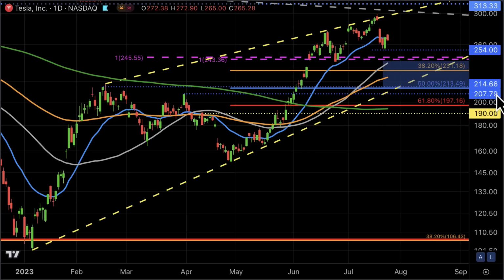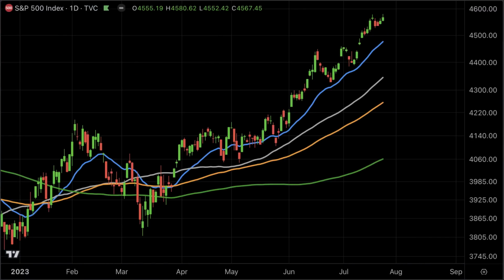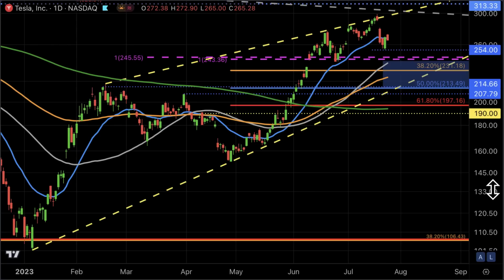And I think once we test those levels, and I do think a pullback is very likely because of what we're seeing on the stock market. If you just look at the chart of the S&P here for a second, you can see the S&P is way overdue for a pullback as well. So for that reason, depending on how deep the stock market pullback is going to be, I think we could see a pullback retracement on Tesla as well.